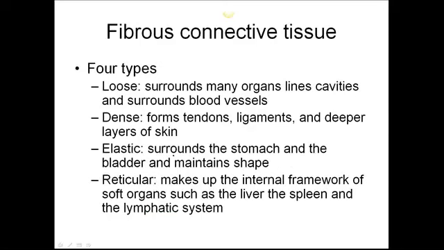So we have basically 4 types of connective tissue. We have loose, dense, elastic, and reticular. The loose kind fills in all the empty spaces, surrounds organs, is underneath your skin, and surrounds blood vessels. The dense forms tendons, ligaments, and deep layers of the skin. Elastic surrounds the stomach and bladder and maintains their shape so that when your stomach expands, it can go back to its original shape. The reticular makes up the internal framework of soft organs such as the liver, the spleen, and the lymph nodes.